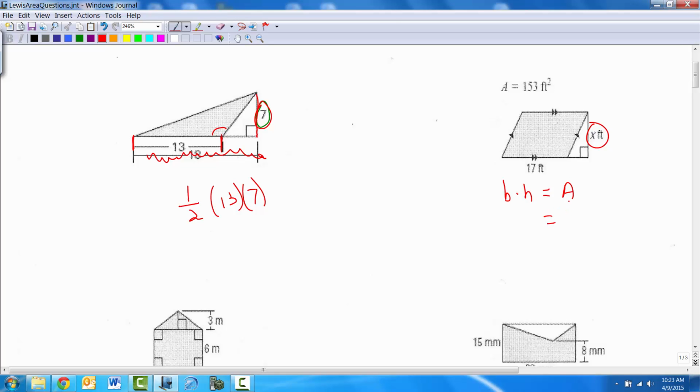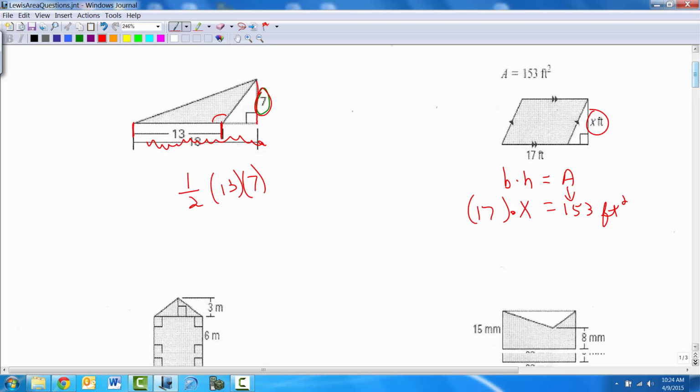Well, you're given the area. So this is the kind of question where you plug in 153 feet squared for the area, and then you're given the base, which is 17. So you need to find the height, or in this case it's called x. All right? So we'll put an x there. And then you know what to do. You divide and then you're done.